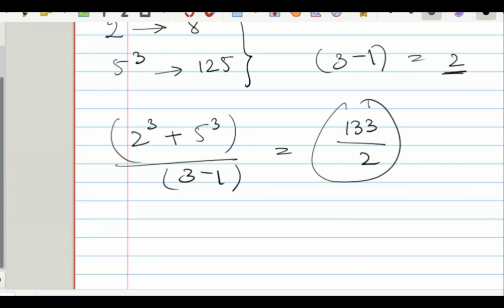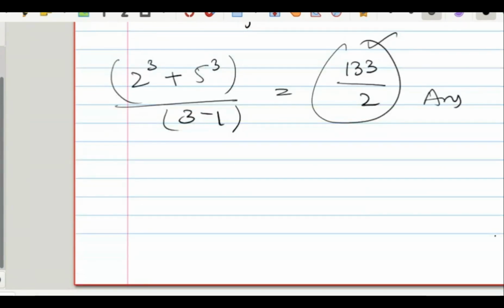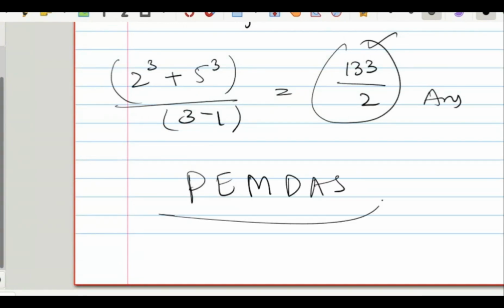Please note this will be our answer, this will be our simplification, and this will be our solution. These are very simple questions, and this is the rule. Just remember: parentheses, exponents, multiplication, division, addition, and subtraction. Let me write it again. This is a very important and very generic rule.